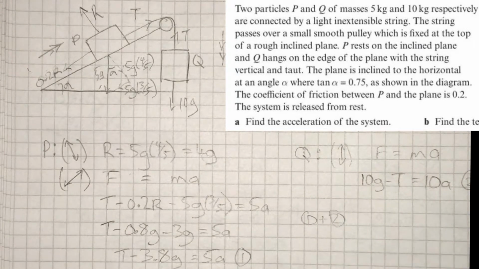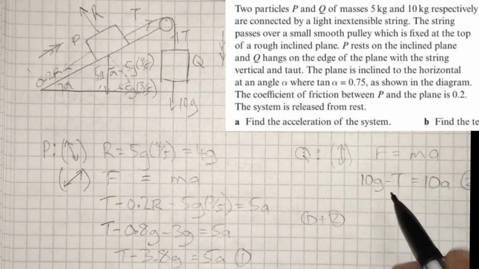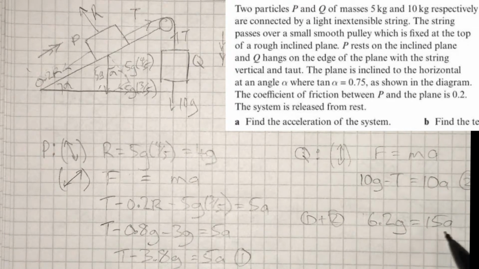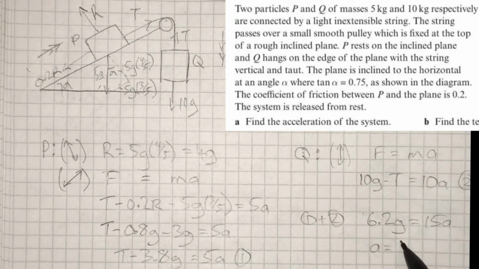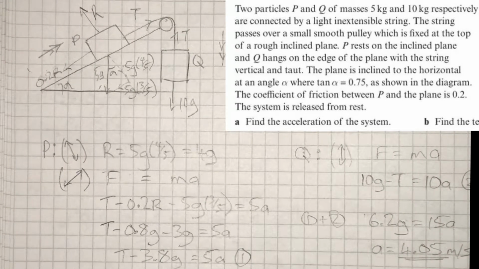Let's add them together. When we add them together, the Ts cancel out, which is nice. And we're left with 6.2g being equal to 15a. Some rearranging to get the acceleration, 4.05 meters per second squared.